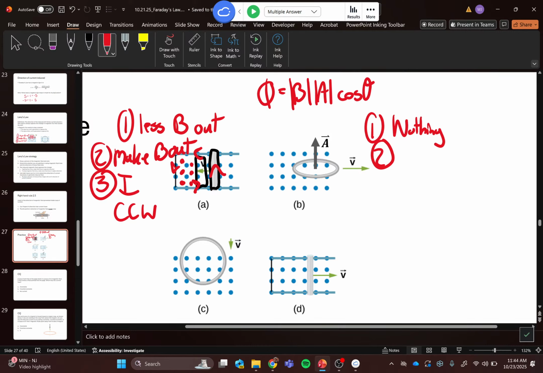Be careful. Am I getting more or less? It depends on the orientation of your loop. So what happens? Nothing. Nothing happens. You will not get any current flowing through that.